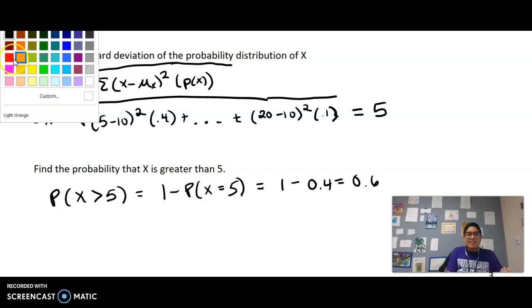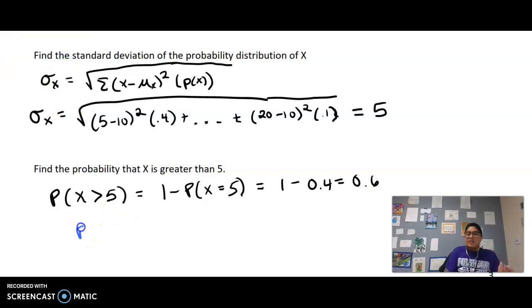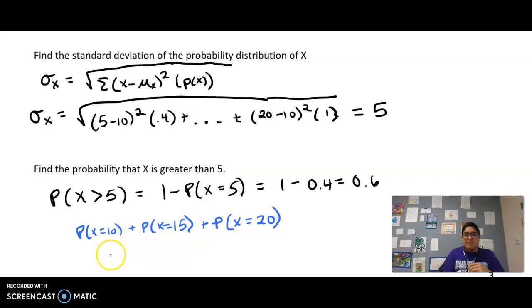Now, the alternative method to this is that you can just take x equals 10, x equals 15, and x equals 20, and you can just add those probabilities together. So notice that 0.3 plus 0.2 plus 0.1, you guessed it, it's still going to give us 0.6. So it's completely up to you how you want to approach these distributions. You can use the complement rule, you can use the at least rule, you can use conditional, general addition, mutually exclusive, etc. But you've got a repertoire of tools now in your probability knowledge.